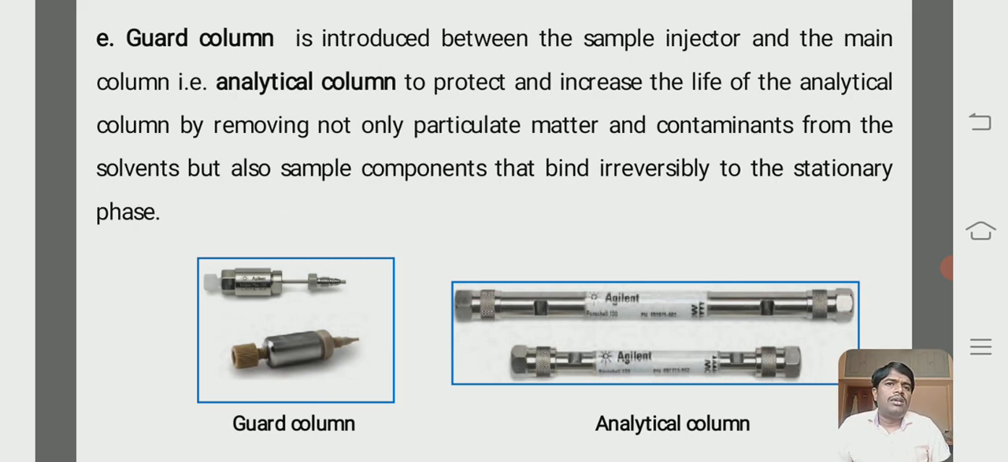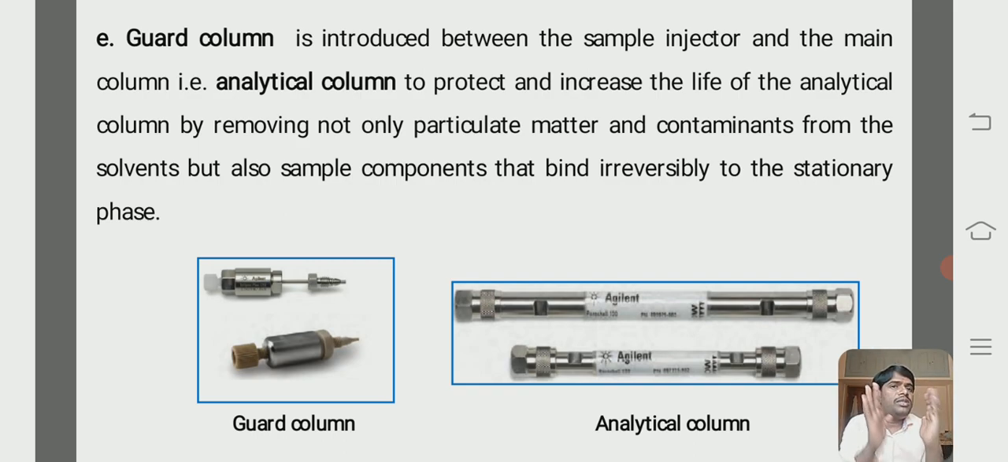Next, guard column and analytical columns. What are these guard columns and analytical columns? Guard columns are introduced between the sample injector and the main column. The main column here is an analytical column used for analysis. To protect and increase the life of the analytical column, we are using a guard column here.